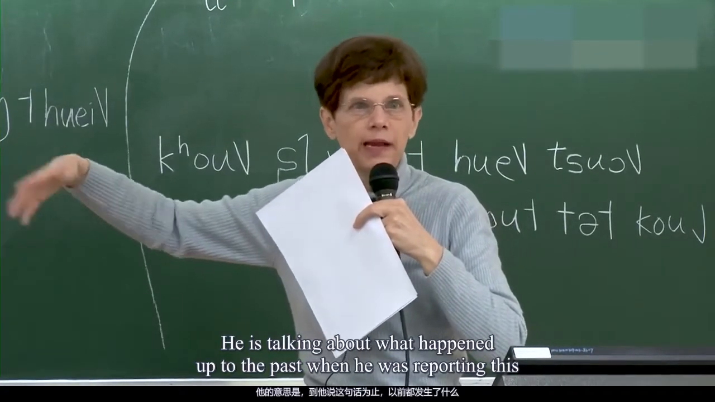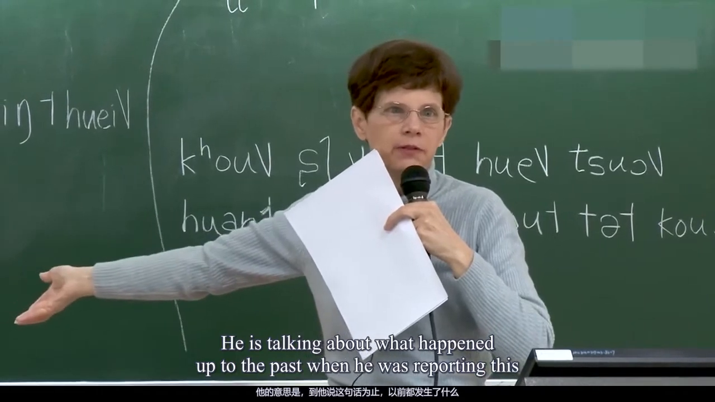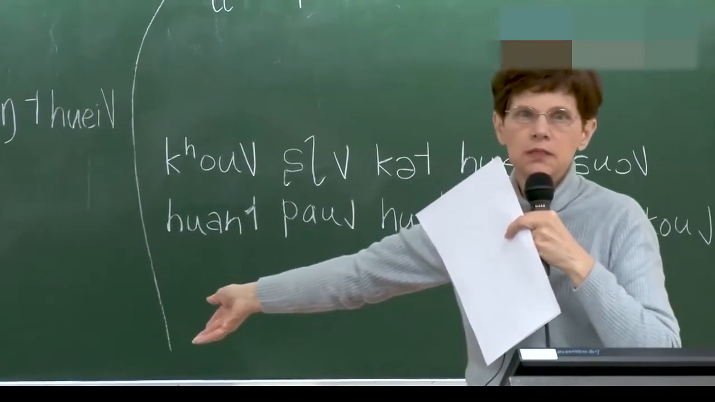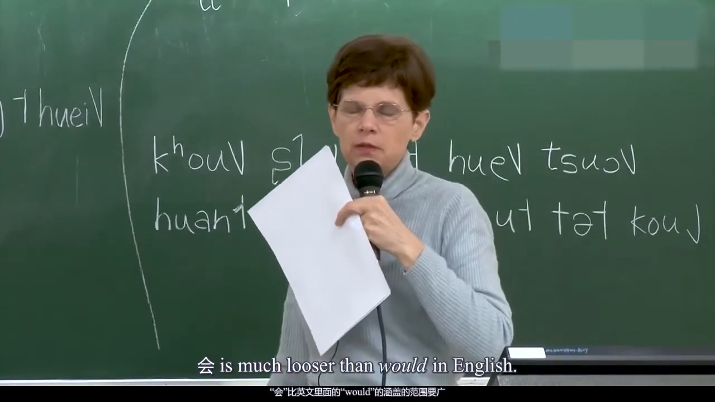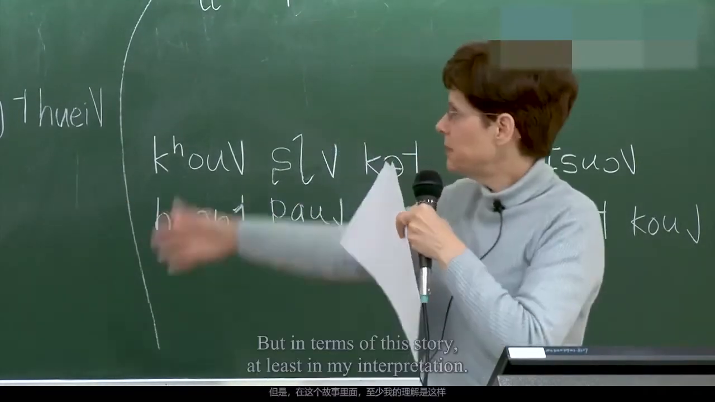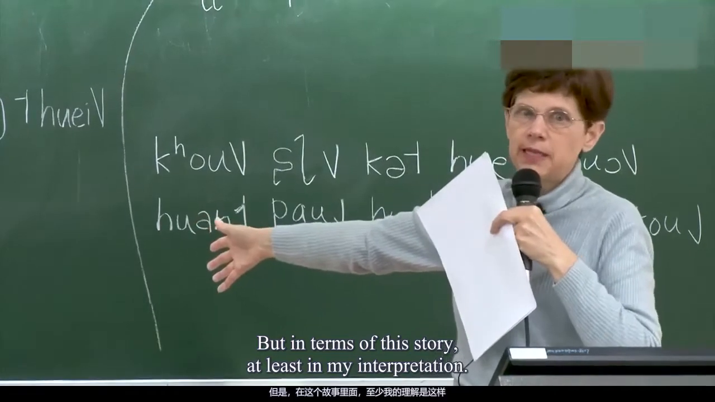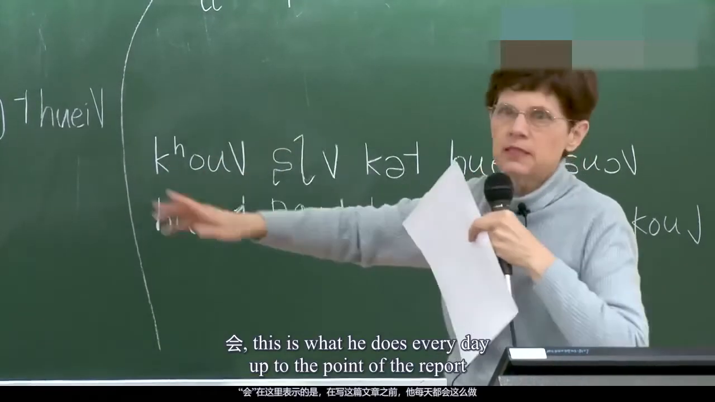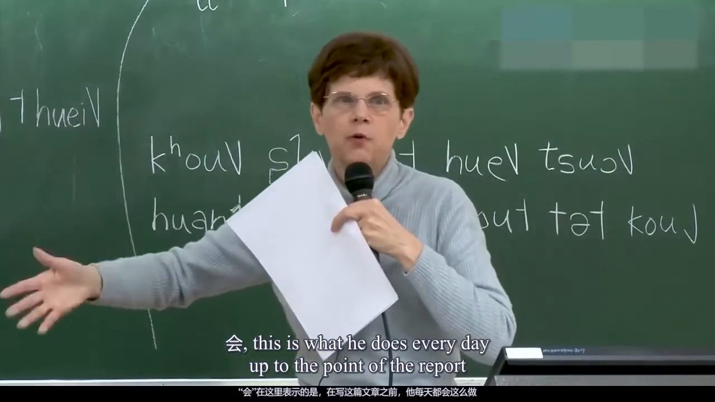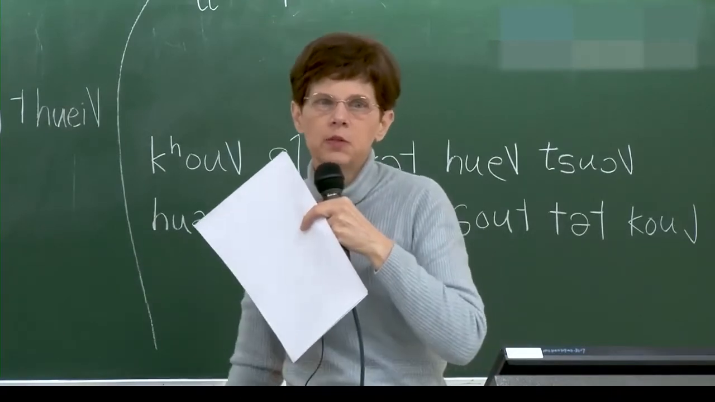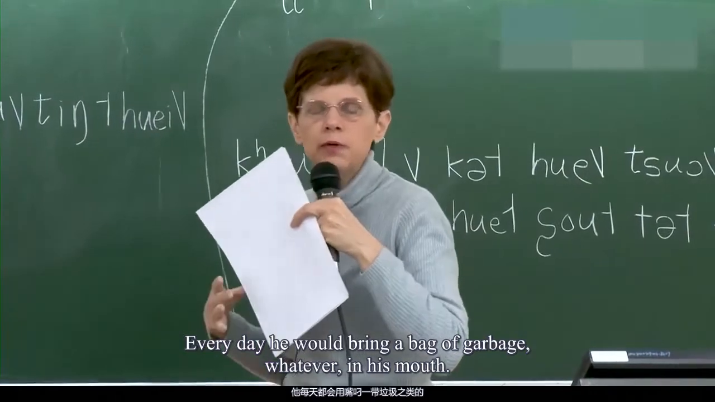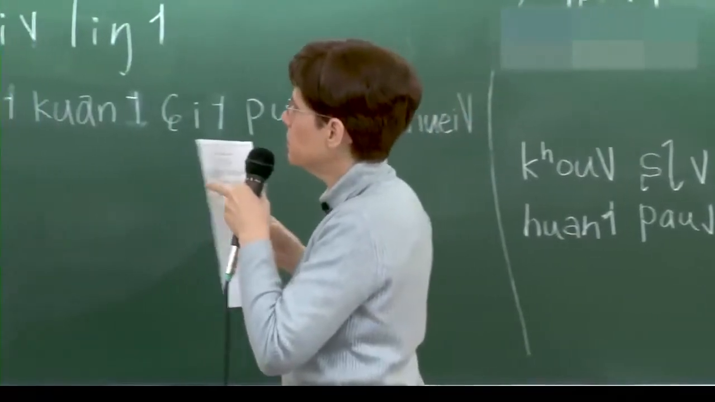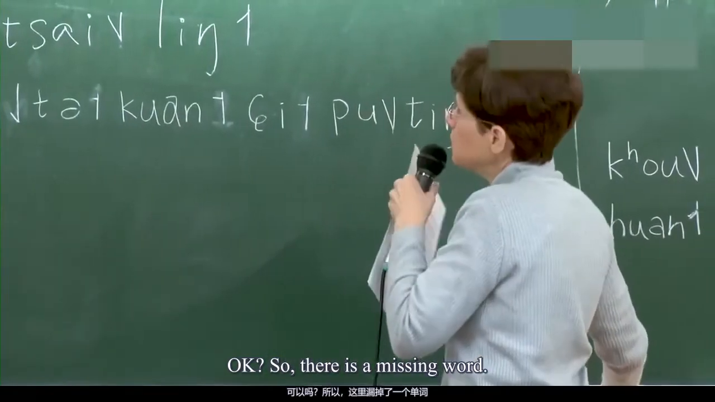He's talking about what happened up to the past when he was reporting this. 他每天会这样做. Of course, it can mean into the future in Chinese. 会 is much looser than would in English. But in terms of this story, at least in my interpretation, 会, this is what he does every day up to the point of the report. So 是之前, 他每天会这样做. Every day he would bring a bag of garbage, whatever, in his mouth. Okay? So there's the missing word.